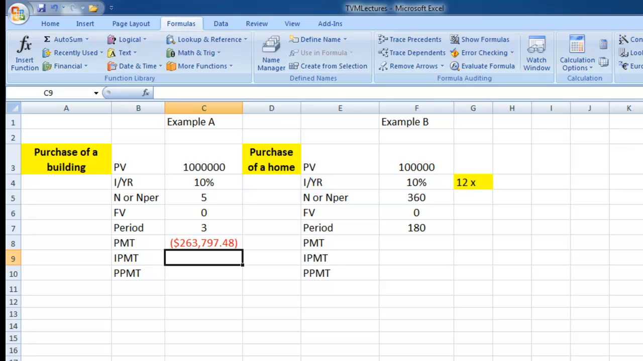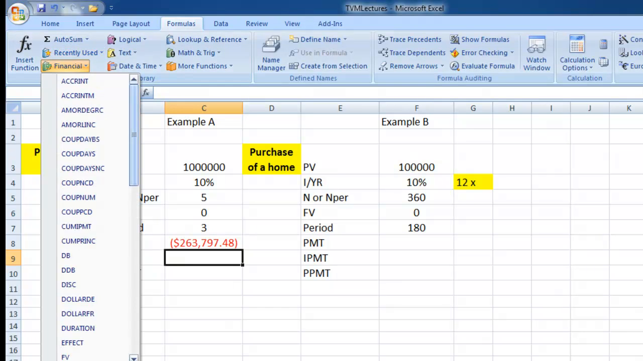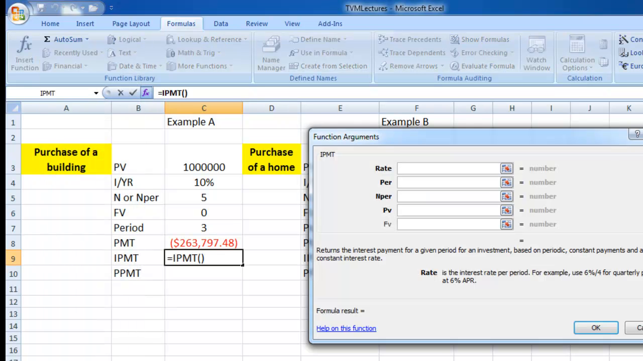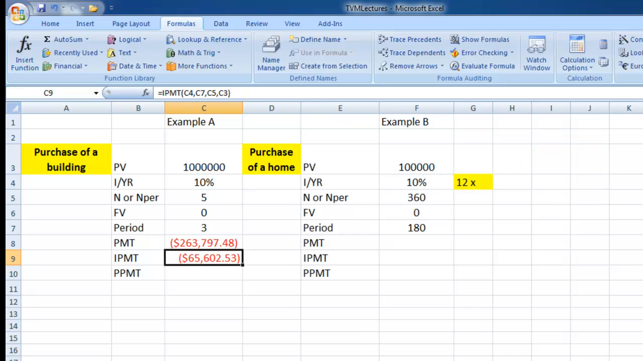We'll do the third payment. In Excel, all I have to do is find the interest, and I put in the rate and the period, which is the third period, and there are a total of 5 periods, and I'm starting with $100,000. It tells me that on the third payment of $263,797.48, $65,602.53 goes to interest. And if I want to know principal, of course I can just subtract the two.